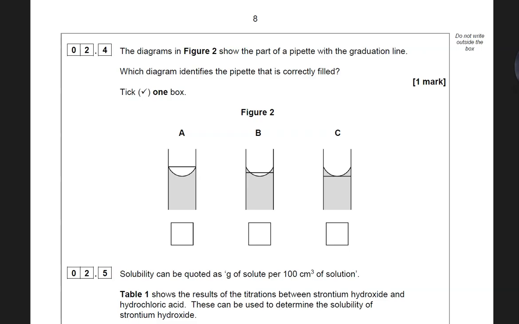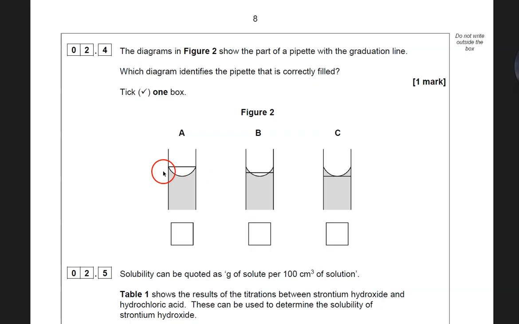Question 2.4. The diagrams in figure 2 show the part of the pipette with the graduation line. Which diagram identifies the pipette is correctly filled? You can see on the screen here the diagrams that show the line on the pipette and the meniscus, the top of the solution when put into the pipette. So there's 3 different options here of the meniscus position, and the question is basically asking us to identify which of these is the correct position of the meniscus that identifies we've got exactly, in this case, 25 cubic centimeters. We've correctly filled the pipette to the correct mark.